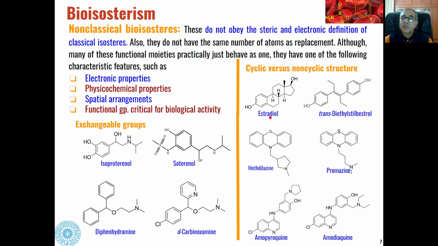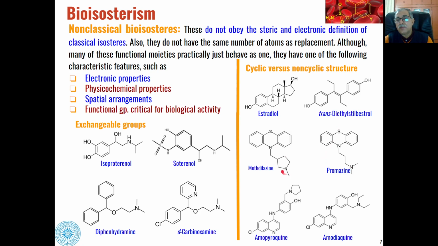Then estradiol and trans-diethylstilbestrol: you can see that this has a carbon-carbon double bond with phenolic moieties, whereas this is a steroidal compound, but their activity is similar. So one is a cyclic structure, the other is a non-cyclic structure, but because of the similar biological activity, they are called non-classical bioisosteres.